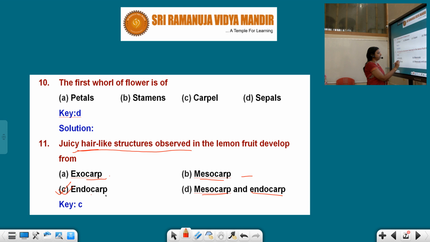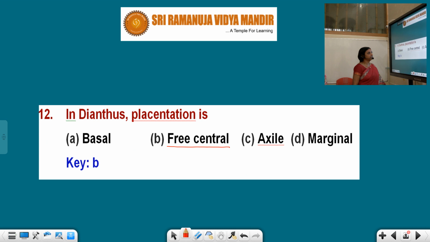In Dianthus, placentation is free central placentation. What is the definition of free central? In free central placentation, the ovary is monocarpellary and unilocular also, and the placenta is in the center, and on the placenta the ovules are freely present. So this type of arrangement is free central placentation.